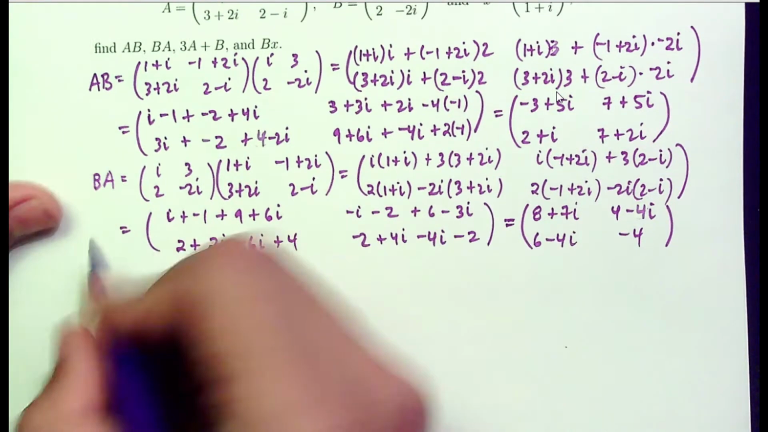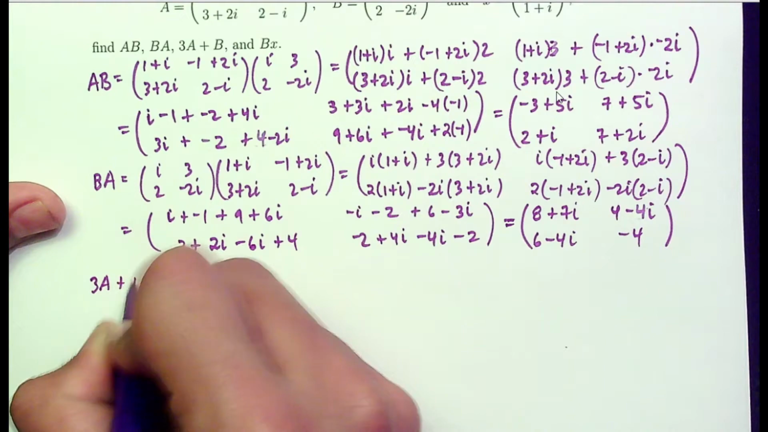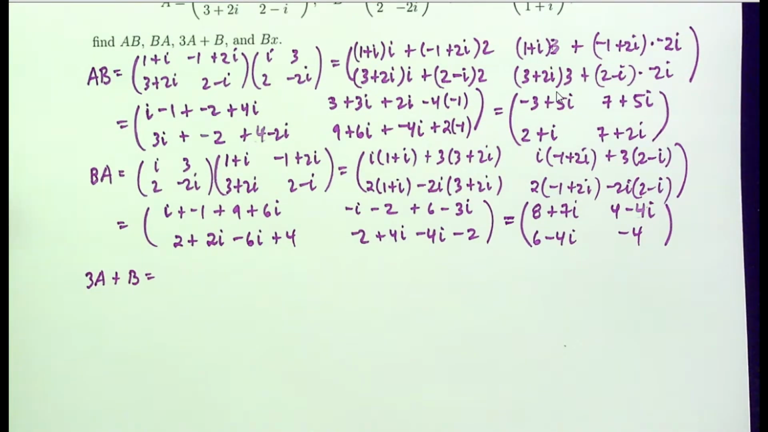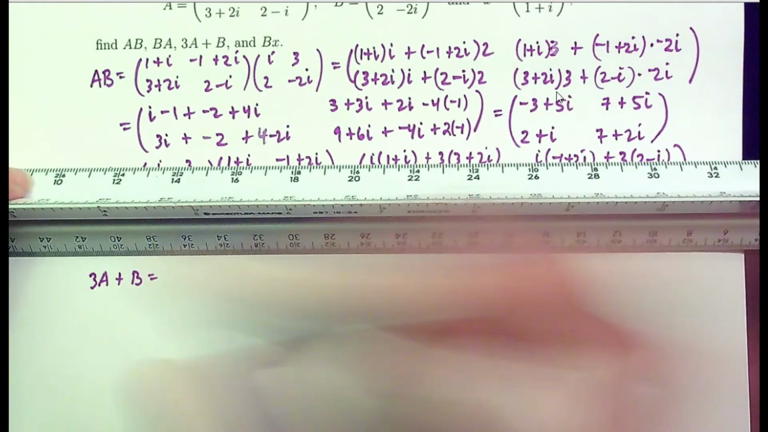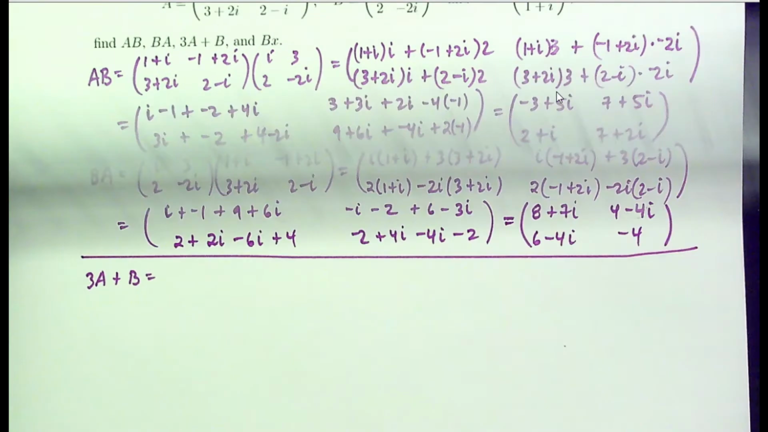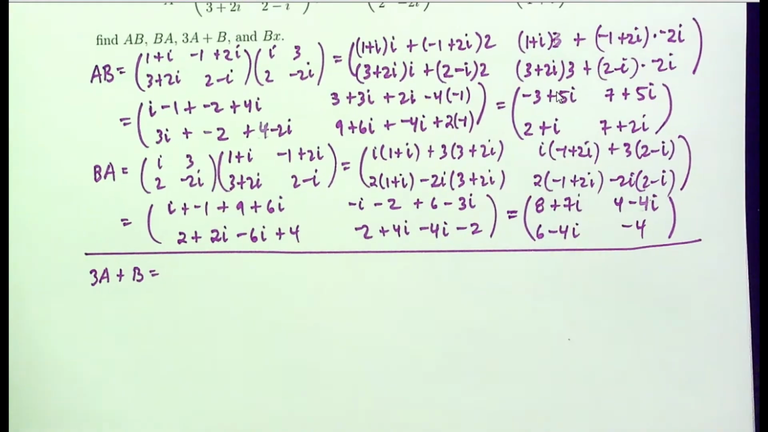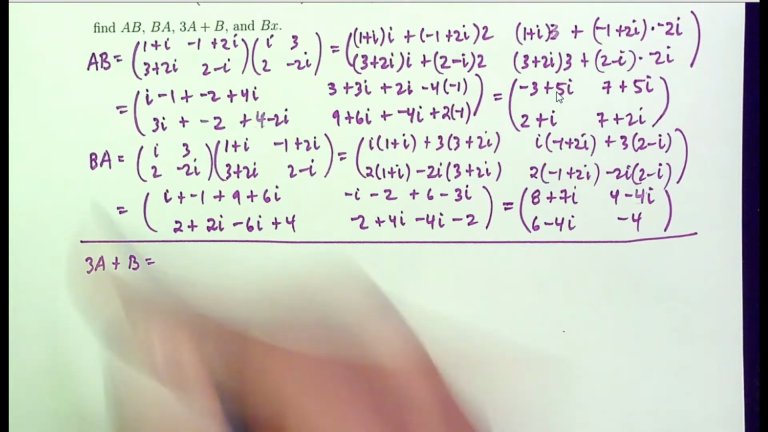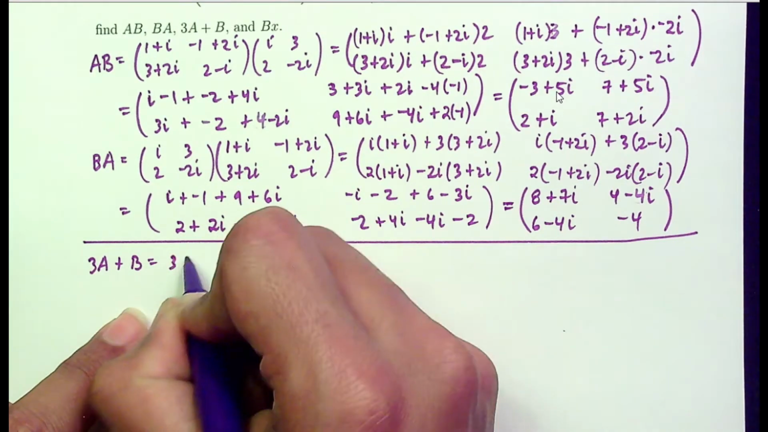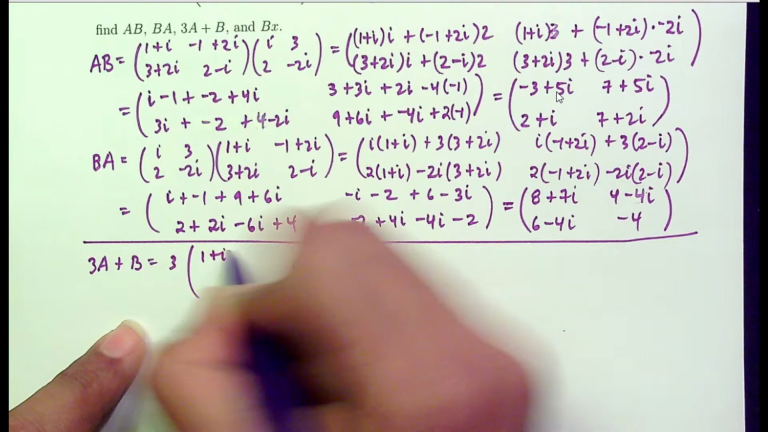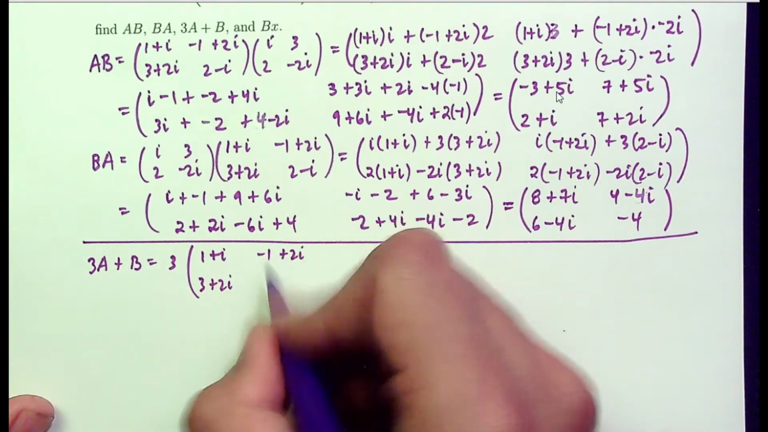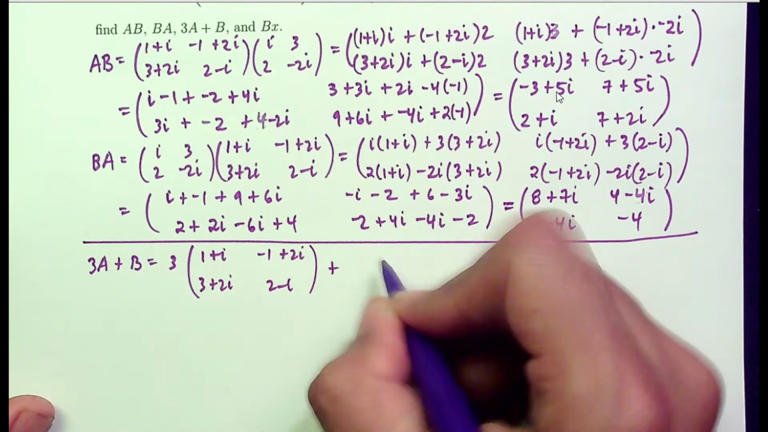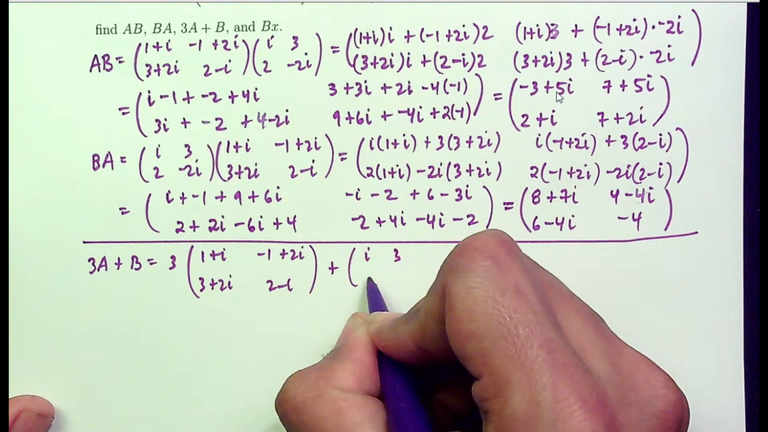Okay, now we're going to do 3A plus B. Let me draw a line here dividing this. We're going to do 3A plus B. So this is 3 times A. So I copy A. 1 plus i. Negative 1 plus 2i. 3 plus 2i. 2 minus i. Plus B. i, 3, 2, negative 2i.